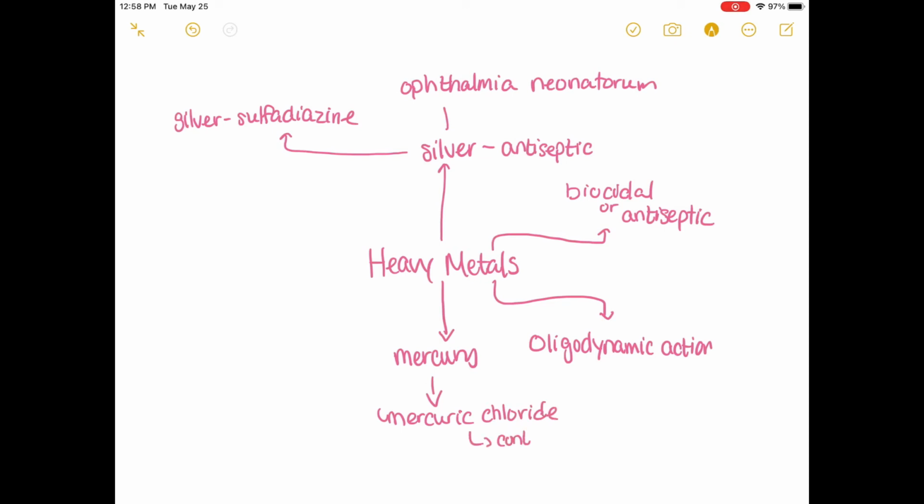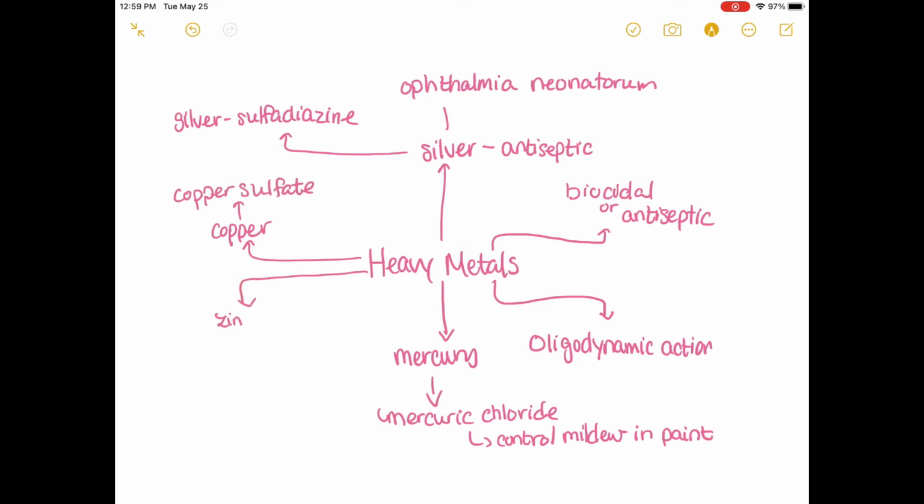Today, it's used to control mildew in paint. It destroys green algae that live in reservoirs, stock ponds, and swimming pools. Zinc is a metal used as an antimicrobial. It is seen on weathered roofs. A common ingredient in mouthwash is zinc chloride, and zinc pyrithione is in anti-dandruff shampoos.